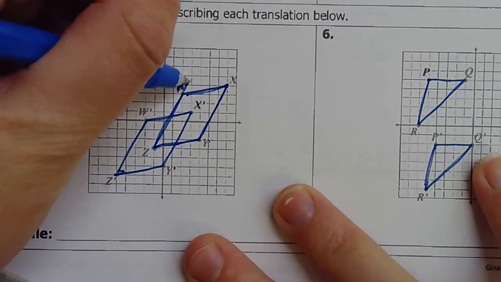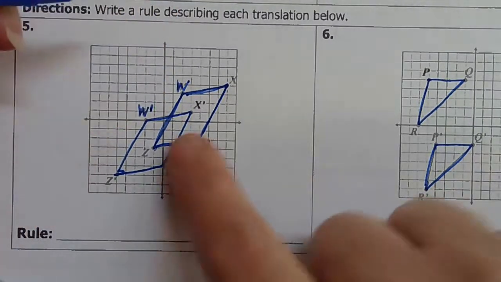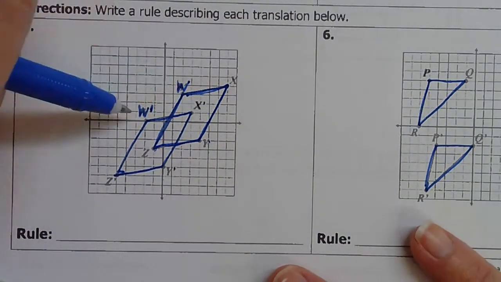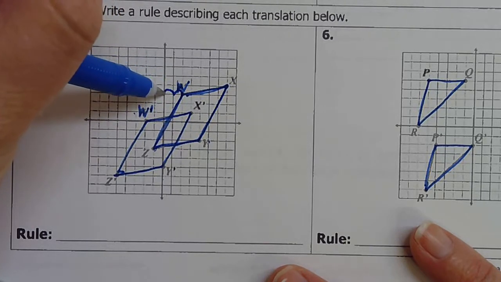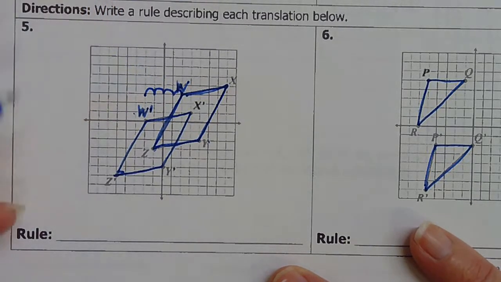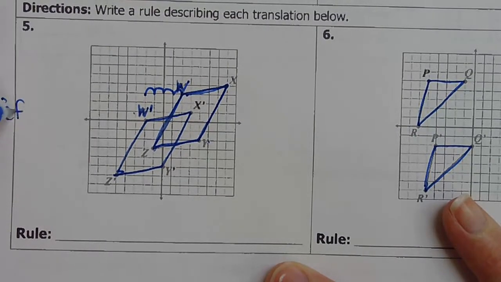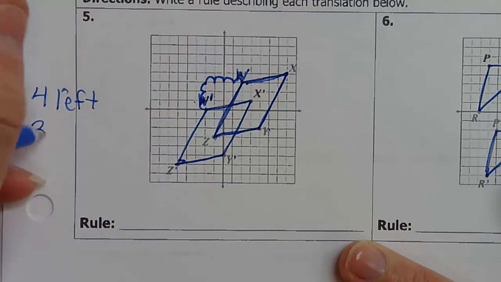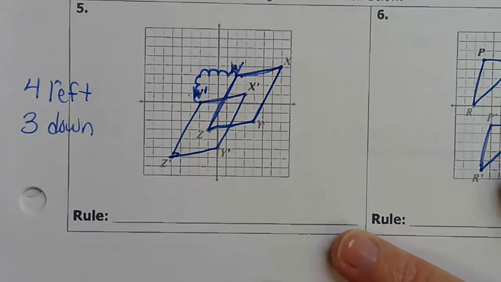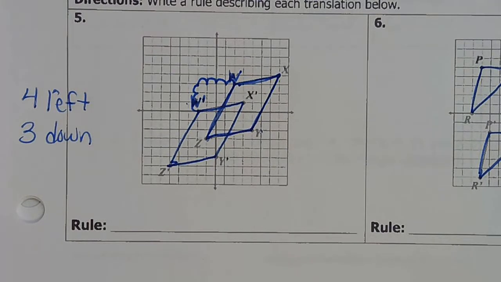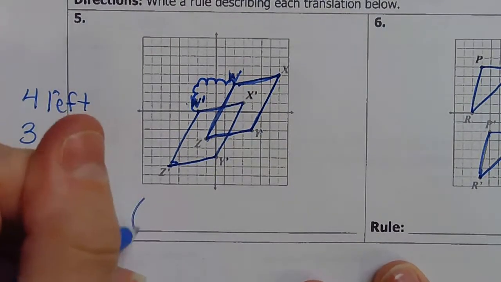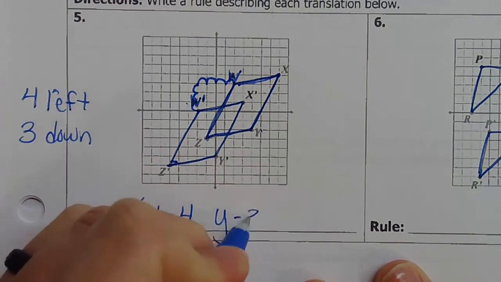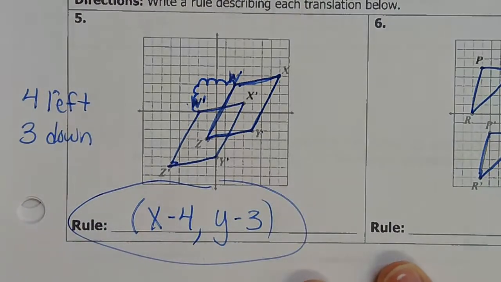So W starts here and then translates to W prime here. So basically you have to count. To get from here to here, I go 1, 2, 3, 4 to the left. And then 1, 2, 3 down. But we have to write that as your translation. So if it's 4 left, that's X minus 4. And if it's 3 down, that's Y minus 3. So that would be your translation.